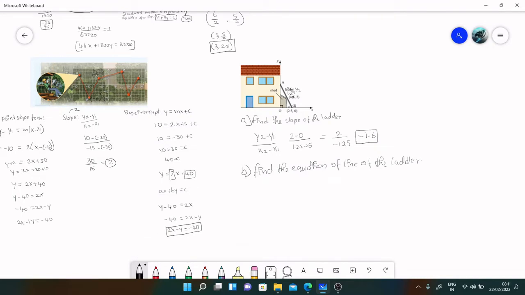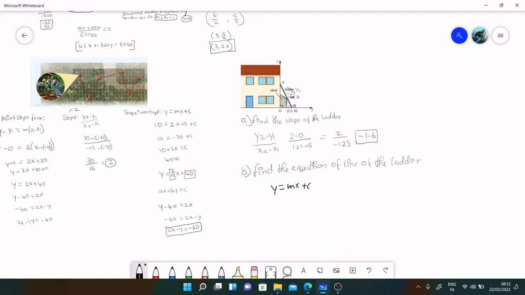Again, pause the video and try it yourself. Welcome back. Now I'll tell you how to do this. For this equation of line, we can use any form, it's not a problem. Either we can use slope intercept or point slope form. I'm just gonna use slope intercept form. I like using this more.